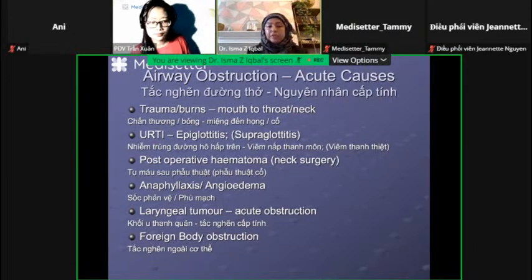The next thing that a patient may present with is laryngeal tumor that's acutely causing some obstruction.